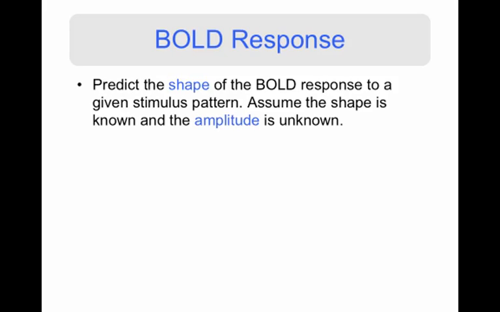So the first thing that we need to model and include in our design matrix is always the predicted BOLD response. So we want to predict the shape of the BOLD response to a given stimulus pattern and assume that that shape is known, but the amplitude is unknown. And then we try to estimate this amplitude and perform statistical tests to see whether or not the amplitude is significantly different from 0 or not. If it is significantly different from 0, we assume that that voxel is active.